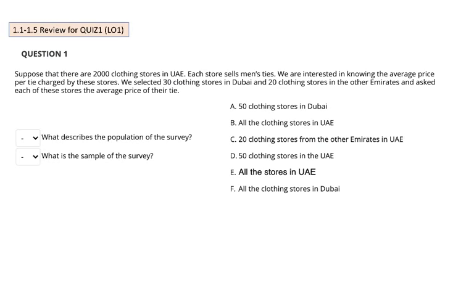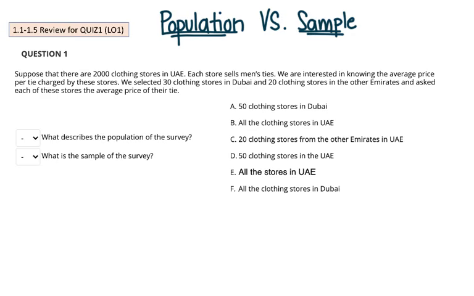Okay, the first question is talking about the population of a survey versus the sample of a survey. So it's a vocab question. Remember, the population in a survey is who or what do you want to know about? And the sample is who specifically did you ask? Remember, you can't always ask the whole population. Sometimes that's thousands or millions of people. So you ask just a small sample, 100 or 200 or something like that.